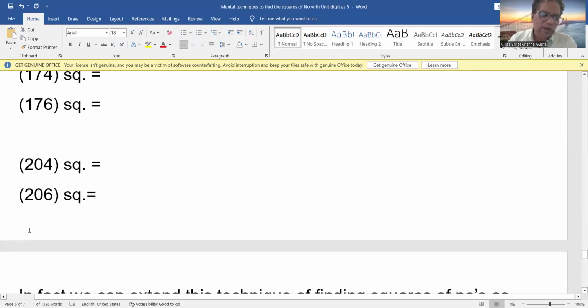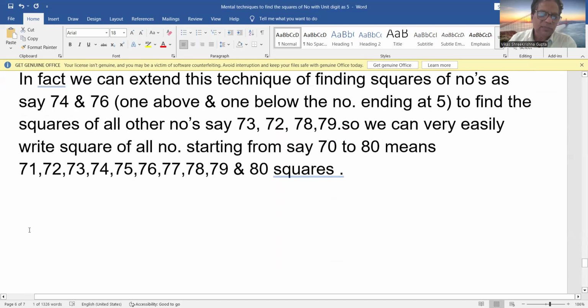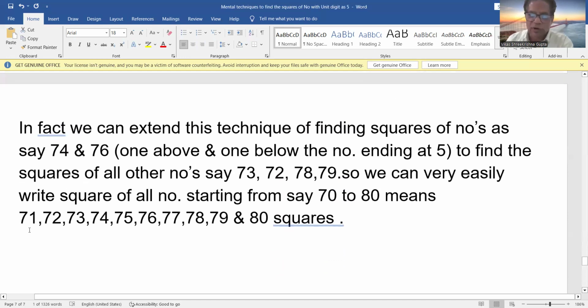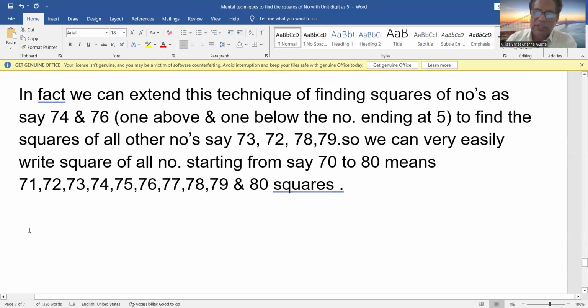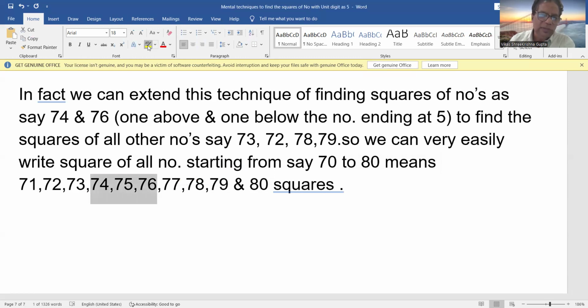I have shown how we have to find all these squares. In fact, this technique which I have shown you, of finding the squares of numbers one above and one below the given number ending at 5, can be extrapolated to find all the squares of the numbers from say 70 to 80. From 70 to 80, you can find all the squares by extrapolating this technique. So that you will learn how to extrapolate that technique. Suppose you have to find the squares of all the numbers from 70 to 80, meaning 71, 72, 73, 74, 75, 76, up to 80. Then I have shown you how to find the square of 75, 76 and 74. I've shown you how to find the square for these three numbers.